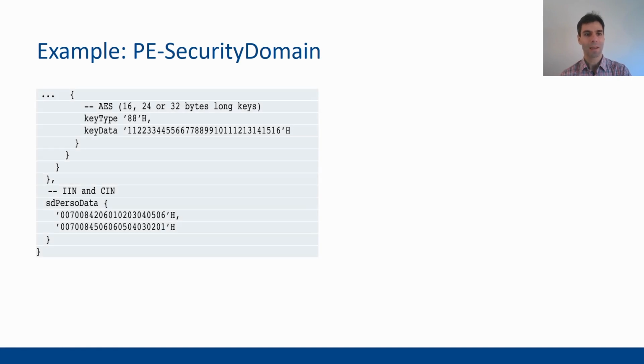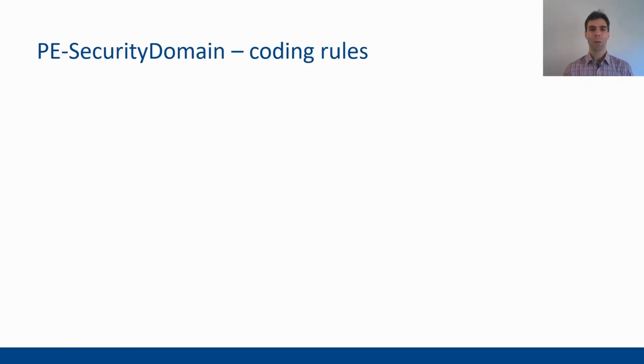Finally, in this example, the PE security domain, the SD person data, which was the third main part. Here you can see the IIN, issuer identification number, and the CIN, card identification number, are given. Let's take a look at a few coding rules of the PE security domain.